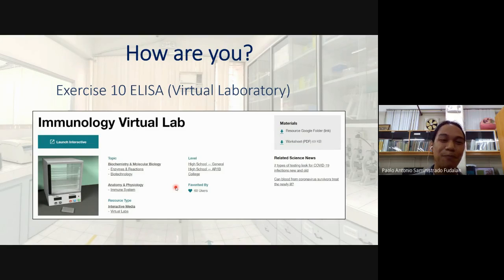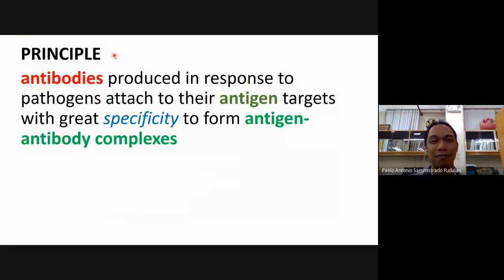In the virtual laboratory, ELISA was used to test if the patient has a particular disease, and that disease is an autoimmune disease in the virtual lab activity, systemic lupus erythematosus, if I'm not mistaken. It's an autoimmune disease wherein the body's own immune system is attacks the body's own cells. We will not cover much about that because you've done that in your lab activity. Instead, I'll be discussing here the principle.